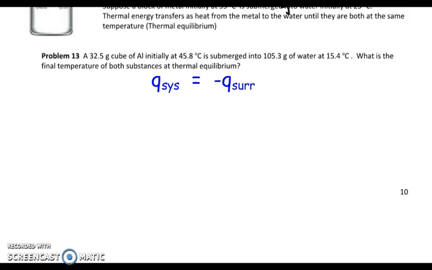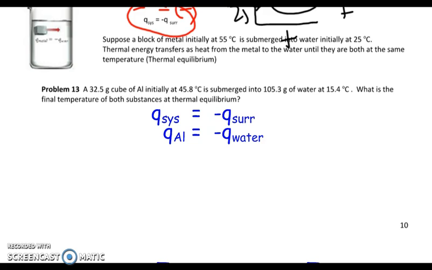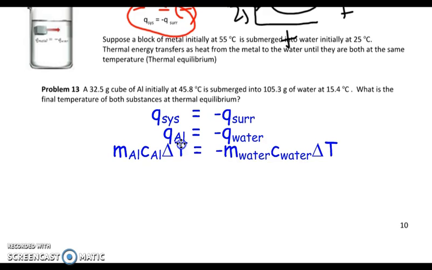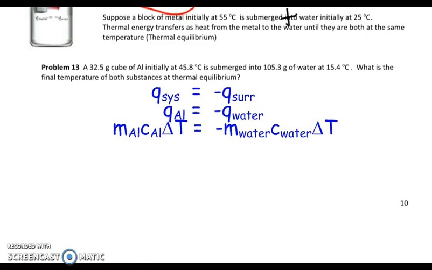So once again, we have to have this idea where one is the negative of the other. What do we want to define our system as? Do you want to define that as aluminum and make the surroundings the water? I think that makes a lot of sense. So everything on the left-hand side is going to be aluminum, and everything on the right-hand side is going to deal with the water. Notice I haven't lost my negative sign. So let's go ahead and plug in the values that we know about.